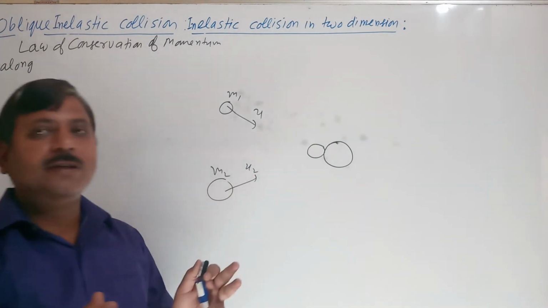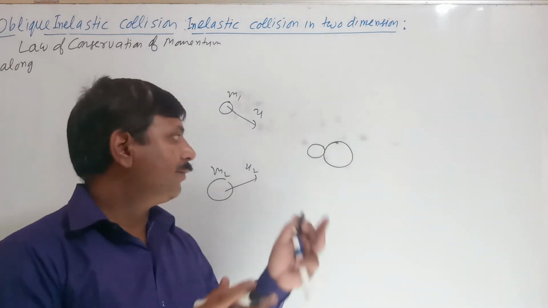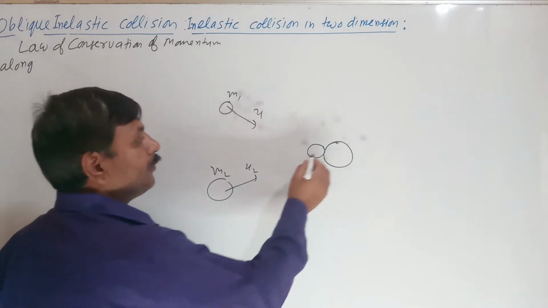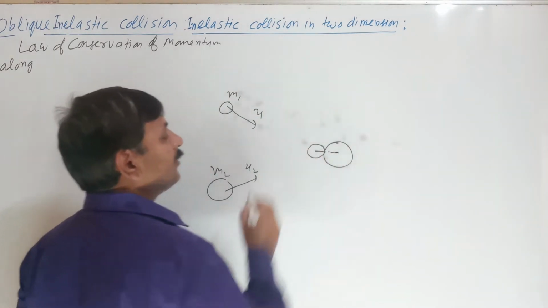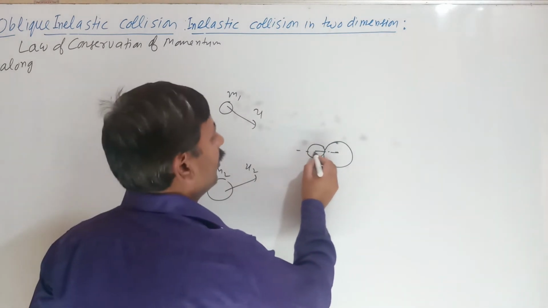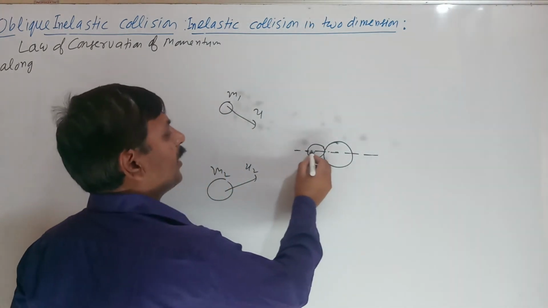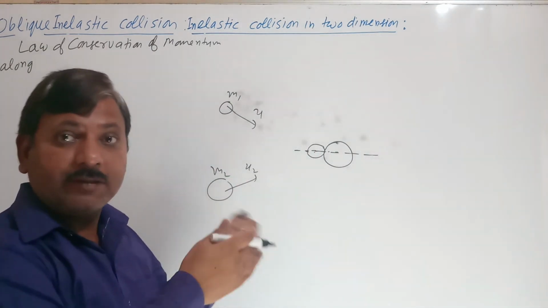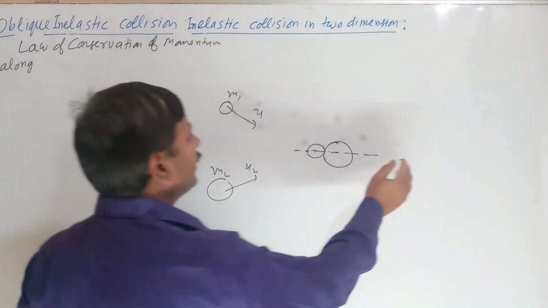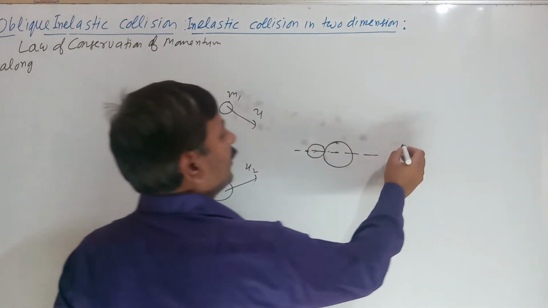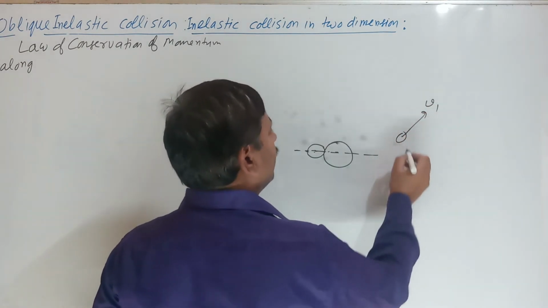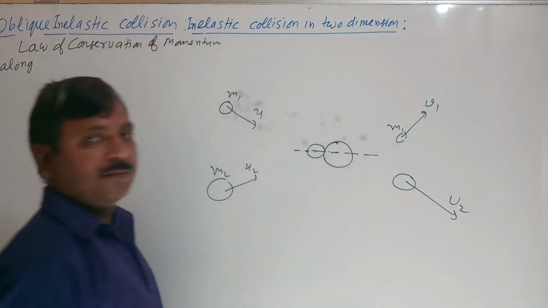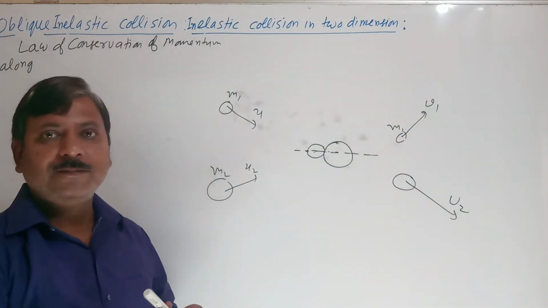Actually, in a collision, what happens? They apply force to each other; every action has an equal and opposite reaction. So there is some line of action. Suppose this line of action I have taken along the x-axis. Along the line of action, action and reaction are there. After that, m1 has velocity v1 and m2 has velocity v2. This is the situation.